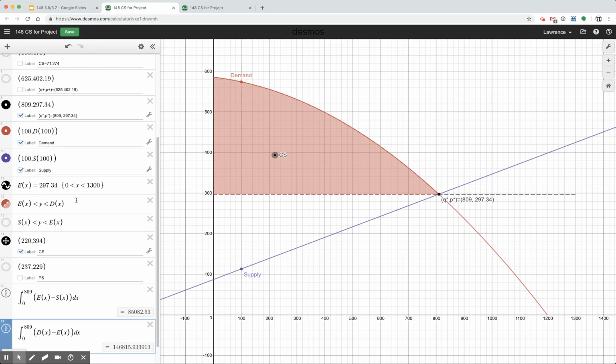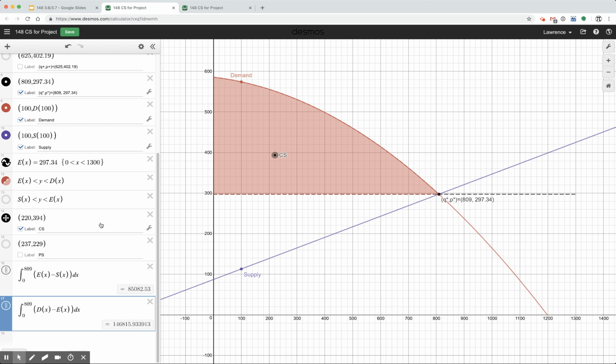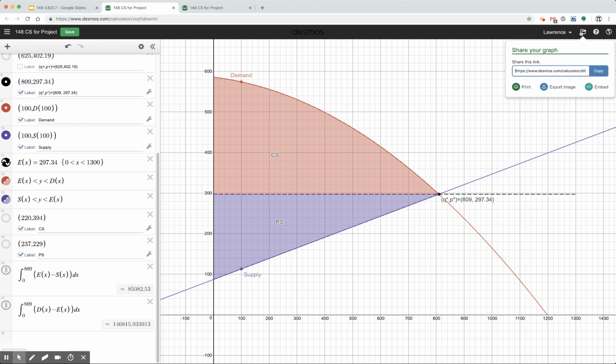For example, I can also now turn on the producer surplus and give it a label. And so now I have a really nice graph that has all the labels very clearly displayed. And I can then, of course, make images of these graphs or do screenshots and use them to create images that I can put into the project reports.